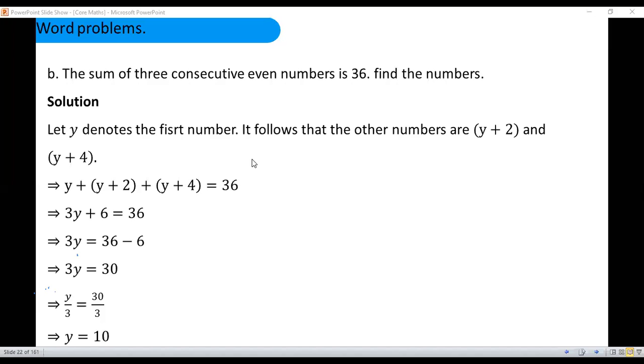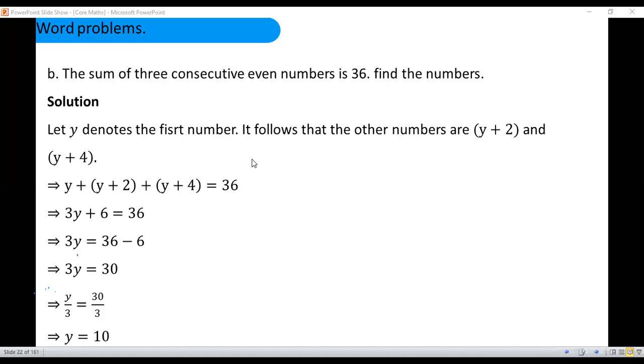So we need to find these even numbers, and they are consecutive. Consecutive means they follow each other, like 1, 2, 3, 4, 5, 6. Sir, please slow down. If we have 2, 4, 6, they are consecutive even numbers. 10, 12, 14, they are consecutive even numbers. 8, 10, 12, they are consecutive 3 even numbers. Are you okay with that?